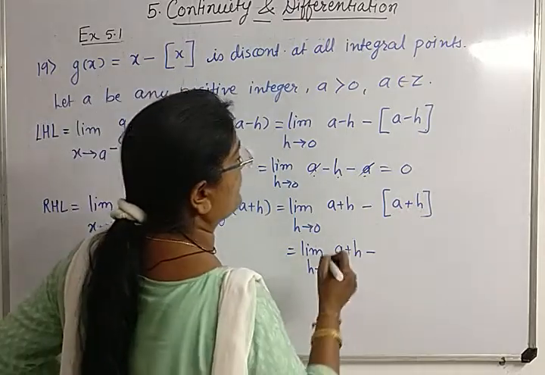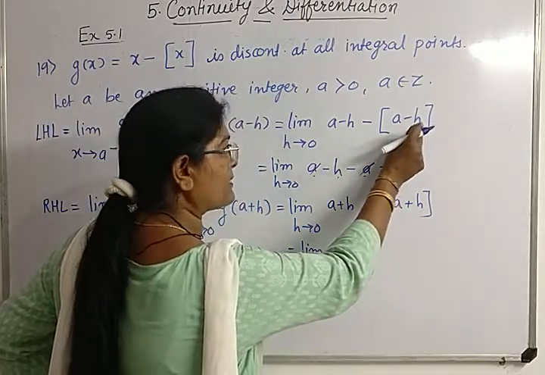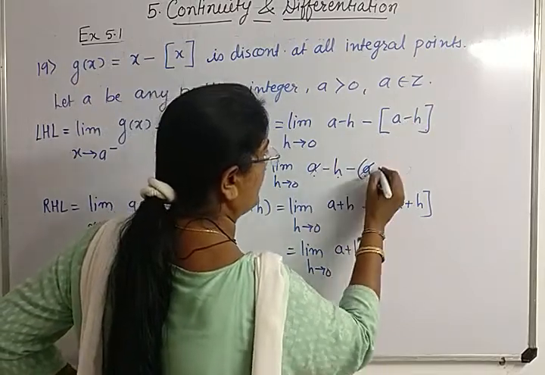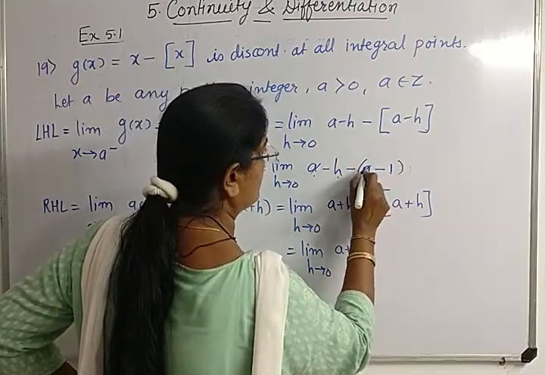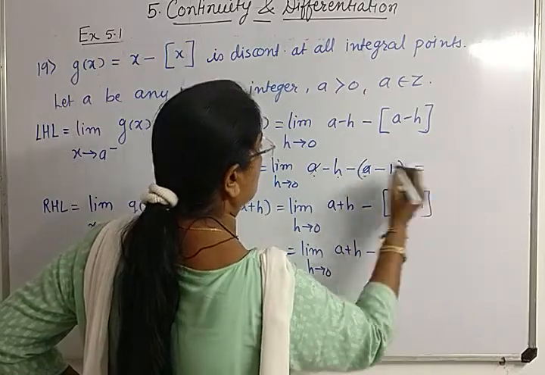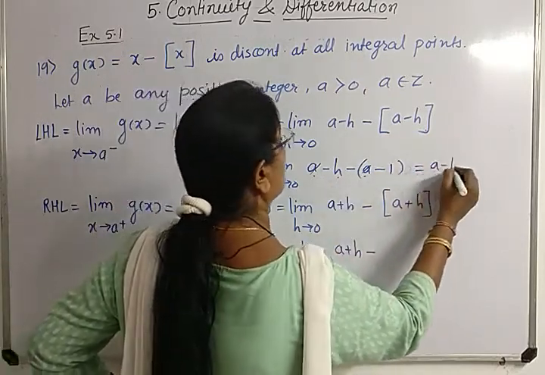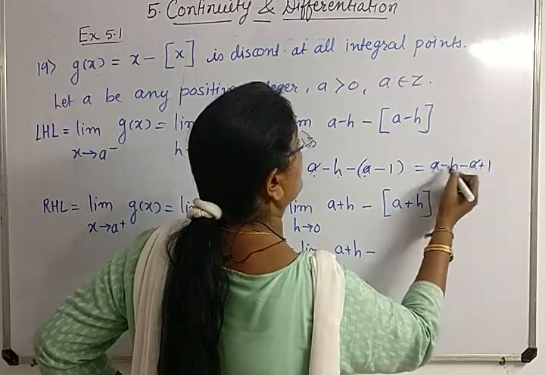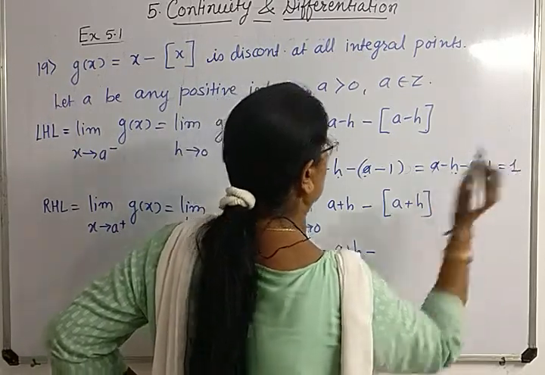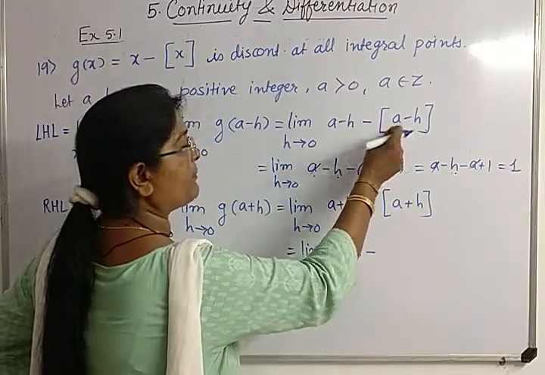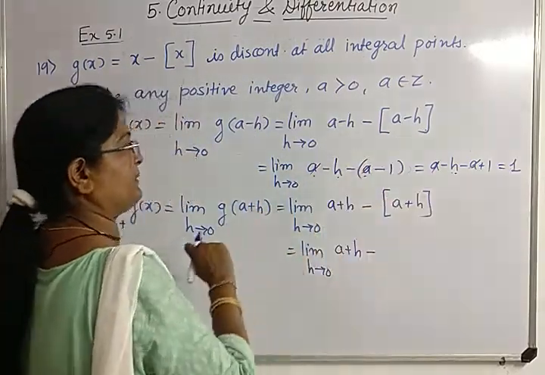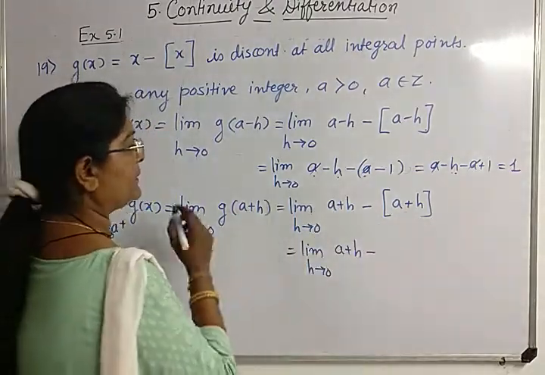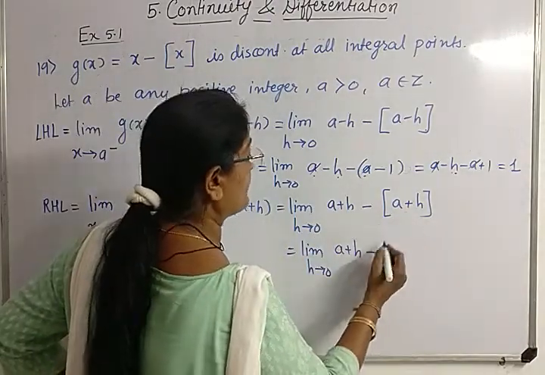Now it is a plus h, sorry, since it is a minus h, its answer will be a minus 1, not a. Its answer will be a minus 1. When you will open the bracket, it will become a minus h minus a plus 1. So this will get cancelled, it is 0, so answer will be 1. क्योंकि जब हम माइनस करते हैं तो एक से कम होता है और जब प्लस करते हैं तो एज इट इज रहता है. That is, it is only a.